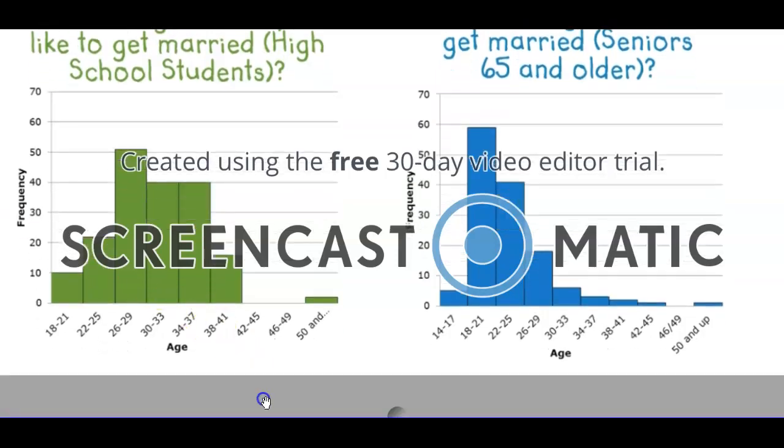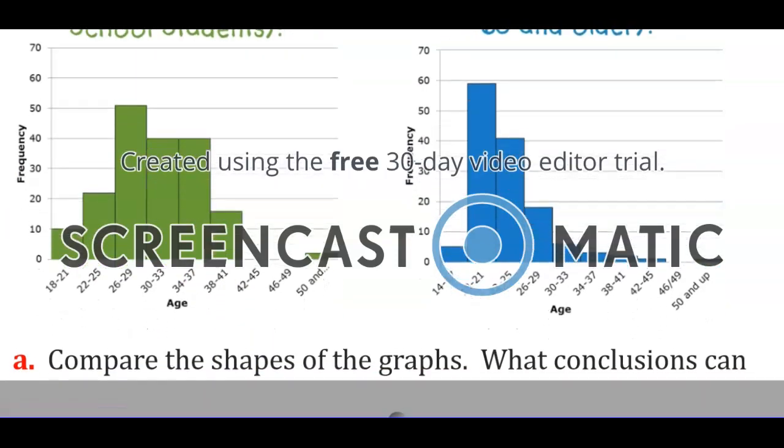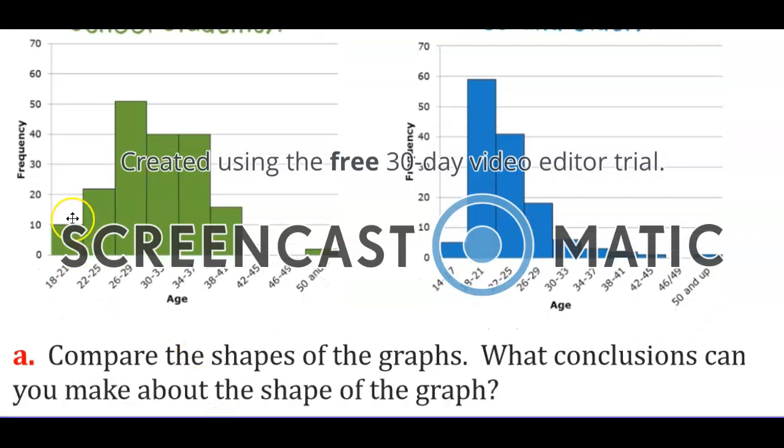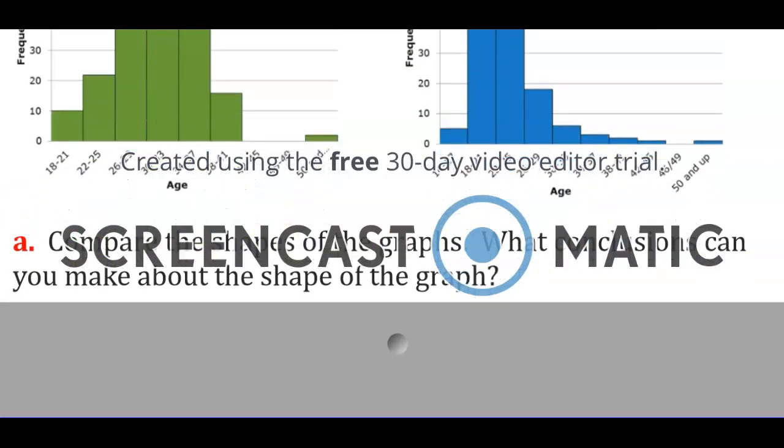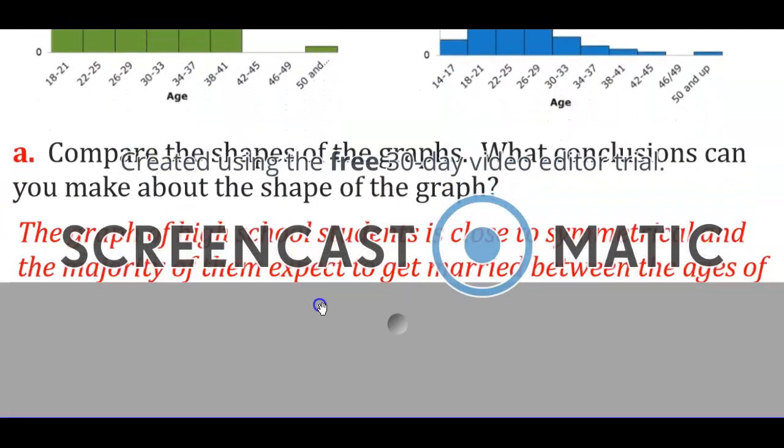Let's take a look at the first question. Compare the shapes. What conclusions can you make about the shape of the graph? Okay, I'd stop this one, make some sort of analysis, and draw your conclusion for a second. Okay, there is a piece of me that's immediately saying, 18 to 21, that's all well and good, but who the heck is getting married at 14 to 17? Yeah, that would concern me too. If any of you does that, we need to talk.